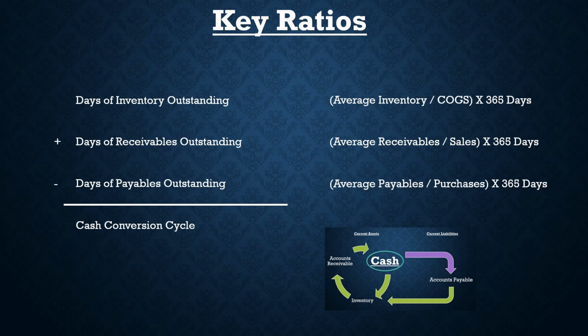In order to shorten this cycle, we should minimize days of inventory outstanding by making sales as quick as possible, minimize days of receivables outstanding by encouraging settlement of accounts by customers as quick as possible, and maximize days of payables outstanding by negotiating longer credit terms.